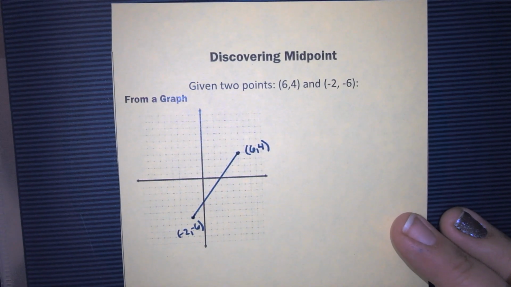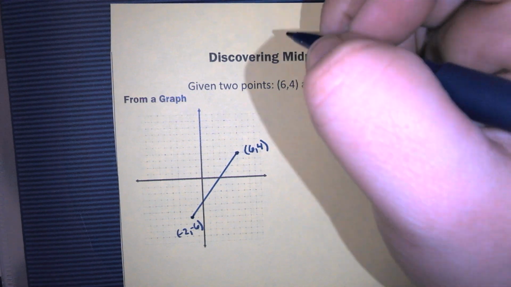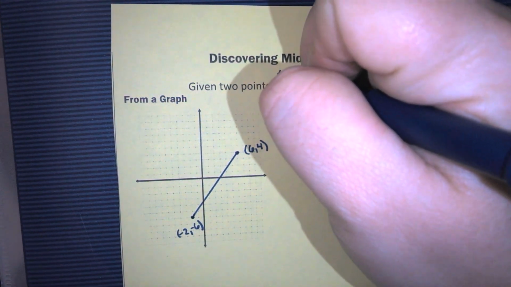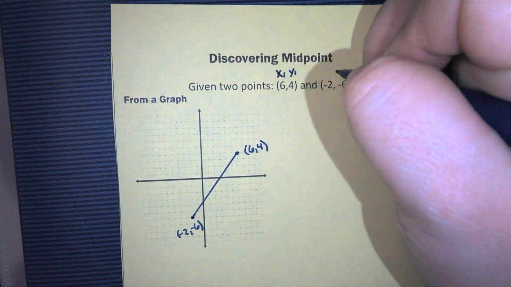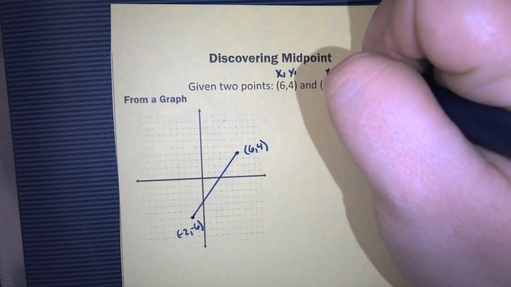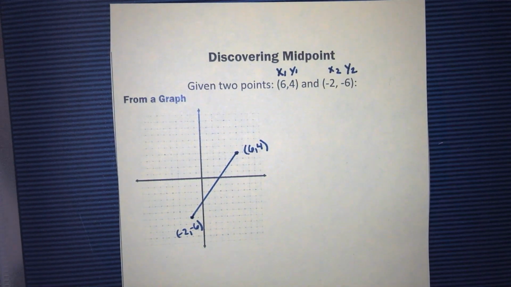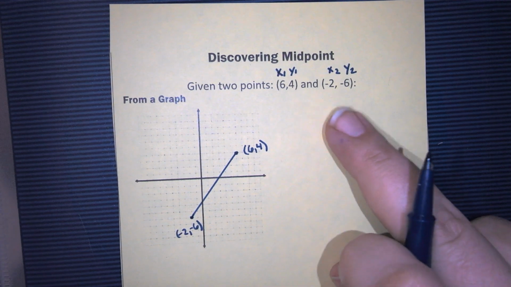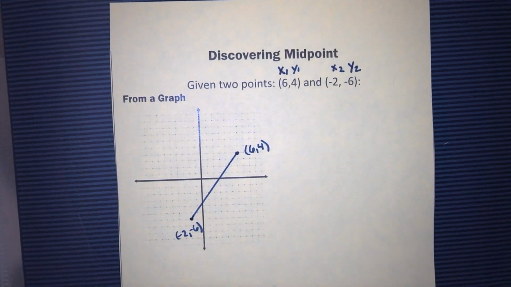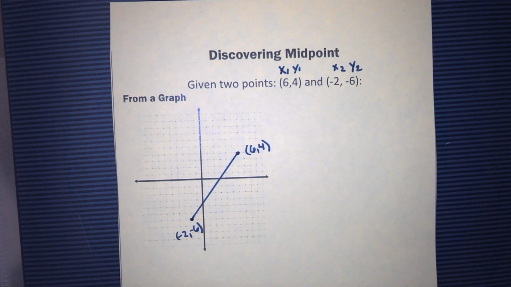So just like when we did the distance formula, we had listed x1 and y1 as our first point and x2, y2 as our second point. I'm going to do that again here so we can know which one we're talking about, whether we're talking about the first x, the second x, the first y, the second y. Okay. So then we're going to look for the middle of this segment.